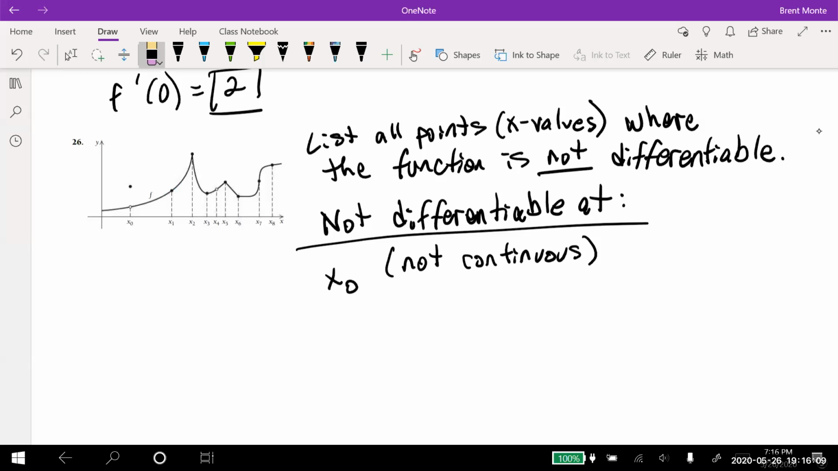x sub 2, it's not. Think about it. If I'm coming in here, I'm looking at this point. The point exists, so I'm good there. But if I'm coming in from here, the secant line looks like this. If I move it a little closer, the secant line looks like this. But if I come in from the other side, the secant line looks like this. Those aren't approaching the same number. Coming in from the left, the slope is positive. Coming in from the right, the slope is negative.